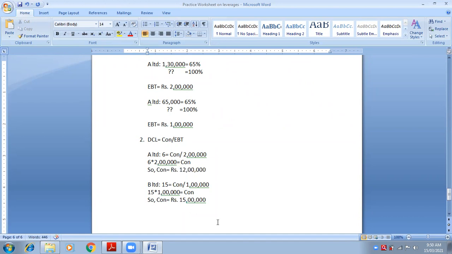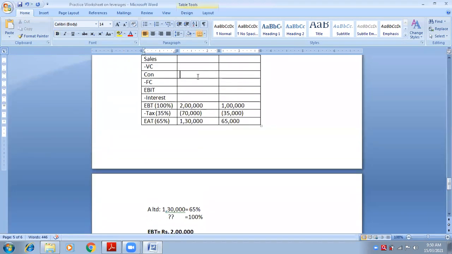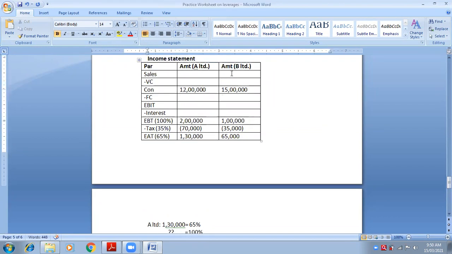So now contribution is also available with us. Let me just highlight the answers. This was EBT 2 lakhs. Let me highlight it. And now contribution is 12 lakhs and 15 lakhs, already found out. So we will just bring it here, 12 lakhs in the statement, and 15 lakhs. Did you understand this much? Any doubts? No, ma'am, no doubt. Okay, come on.